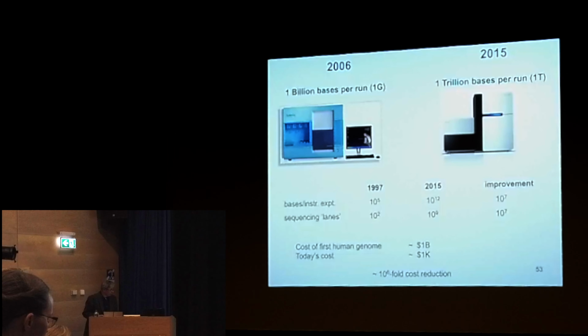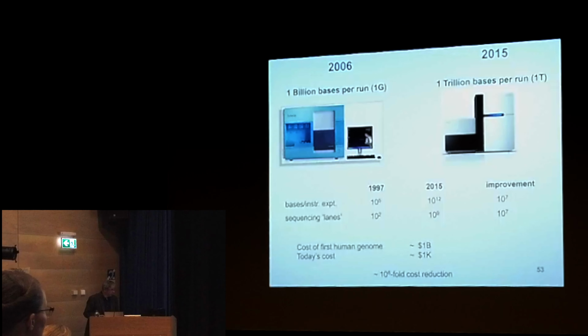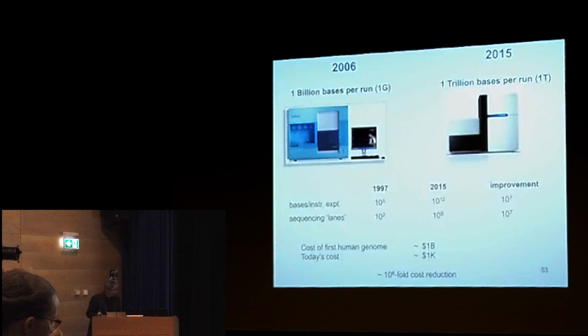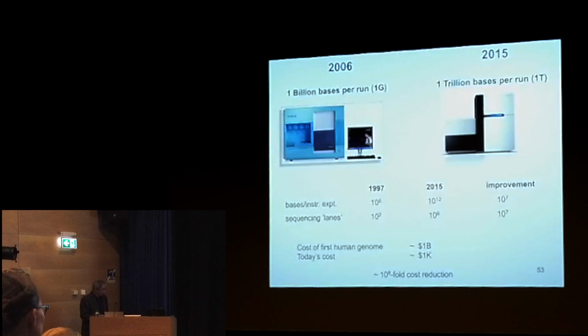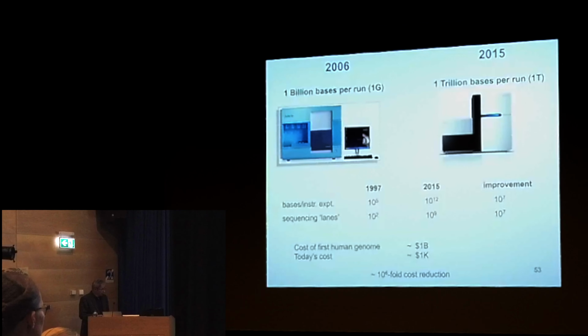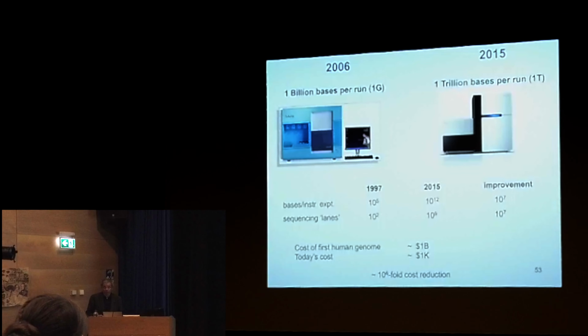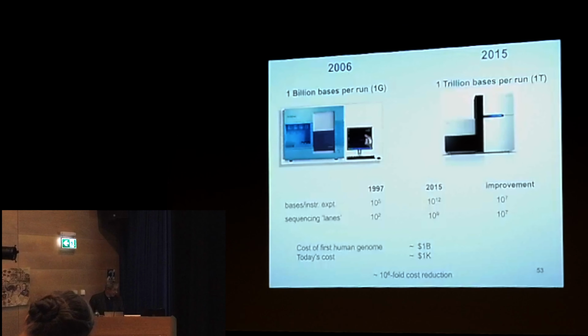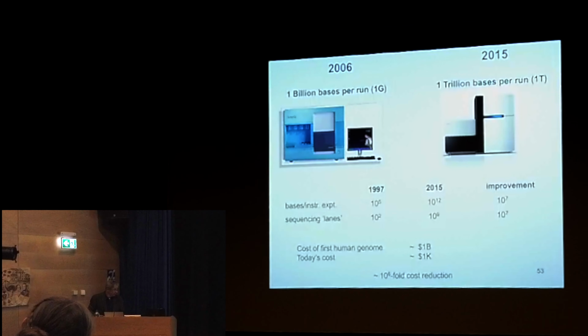We've gone from 100 sequencing lanes to 10 to the 9 sequencing lanes, again an improvement of a factor of 10 to the 7. And so we've gone from the cost of a human genome, which was about $1 billion, so $1 per base, down to about $1,000, so about 10 to the 6 for cost reduction.